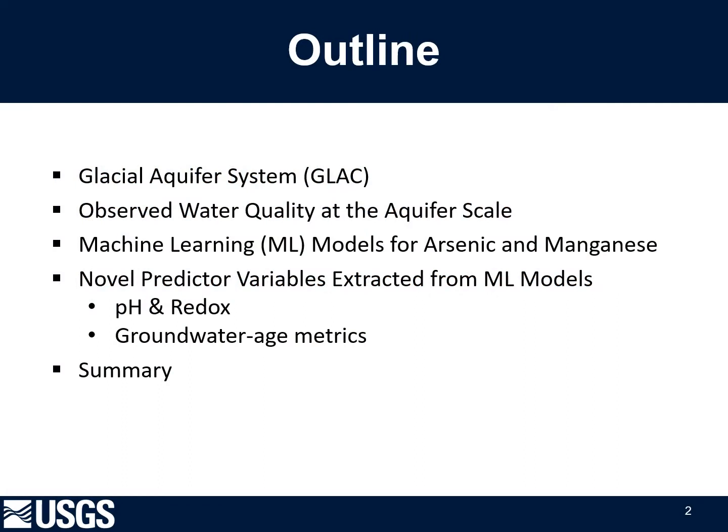So I'm going to begin by talking about the glacial aquifer system in general, and then the observed water quality at the aquifer scale, moving into machine learning models for arsenic and manganese, as well as why these particular constituents were modeled. Then I turn my attention to some novel predictor variables that were used to explain the arsenic and manganese concentrations, and these predictor variables were extracted from previous machine learning models. Those variables are pH, redox, and some groundwater age metrics, and then I'll summarize.